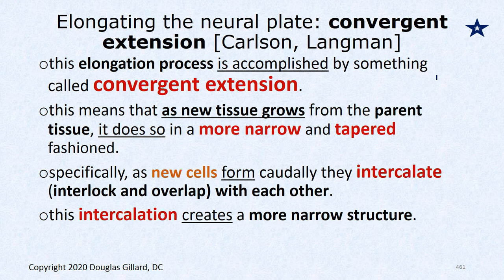Elongation: the process of convergent extension is how the tissue elongates. This means that as the new tissue grows from the parent tissue, it does so in a more narrowed manner. So what does that mean? The cells that are induced, where BMP is turned off in the neural plate, start activating neural cadherins. Neural cadherins pull really tight together, and therefore you get intercalation of these cells, and it makes them come together. It just pulls them in together.